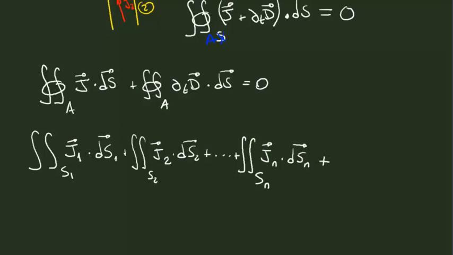Then I still have to add this closed surface integral on the whole thing, A, dt, dot product ds equals 0.